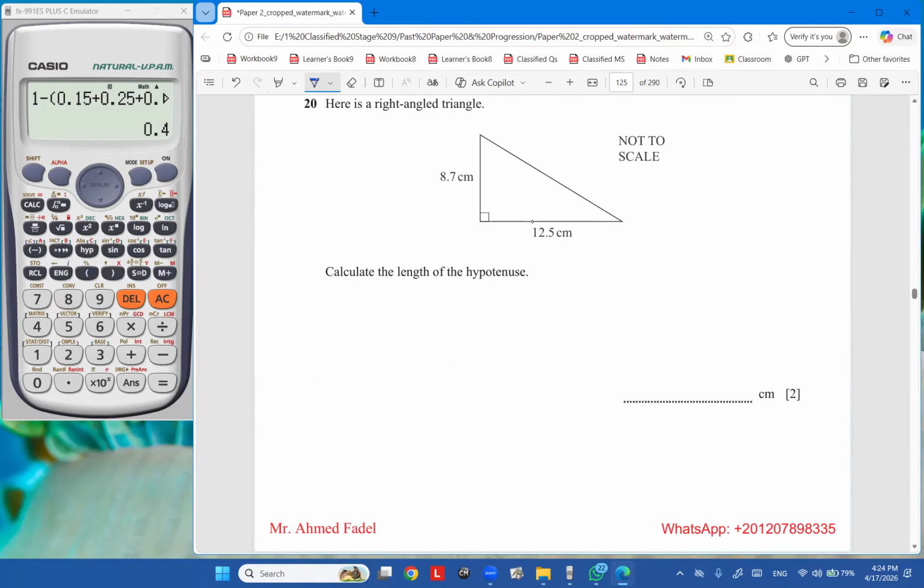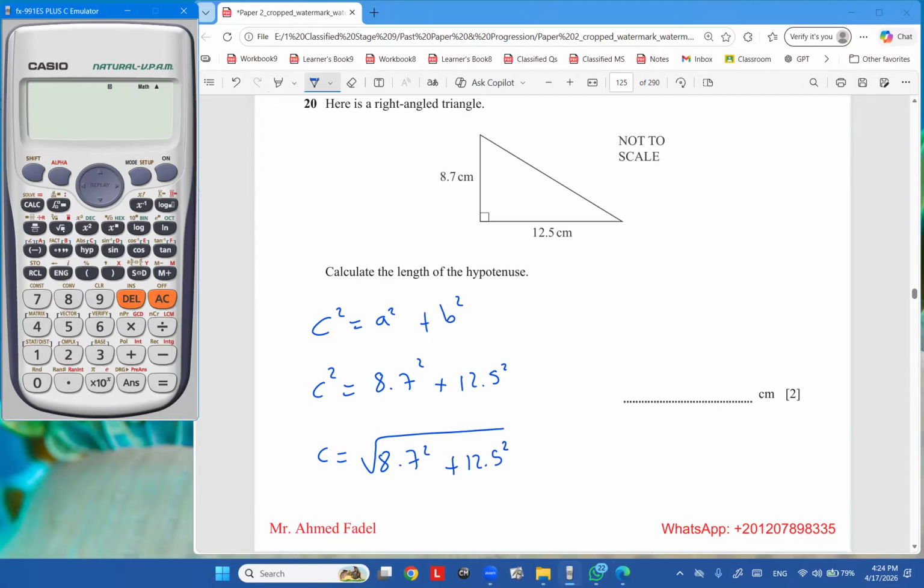Finding the hypotenuse over here. So we know that c squared equals a squared plus b squared. C squared, we don't know it. A squared is 8.7 squared plus 12.5 squared. So c equals the root of all of this, which is going to give us 8.7 all squared plus 12.5 all squared equals 15.229, which is just a 15.2.